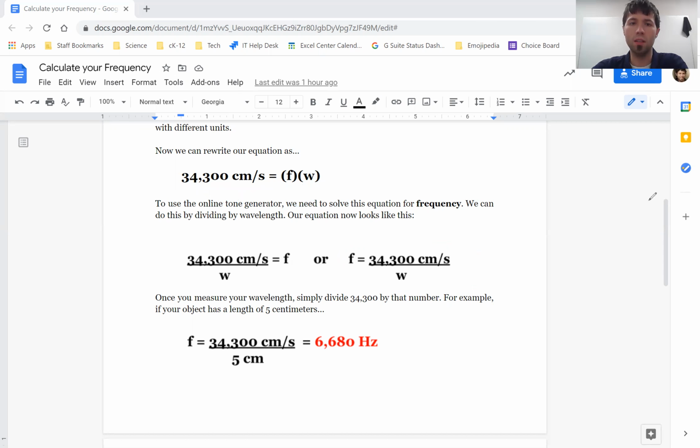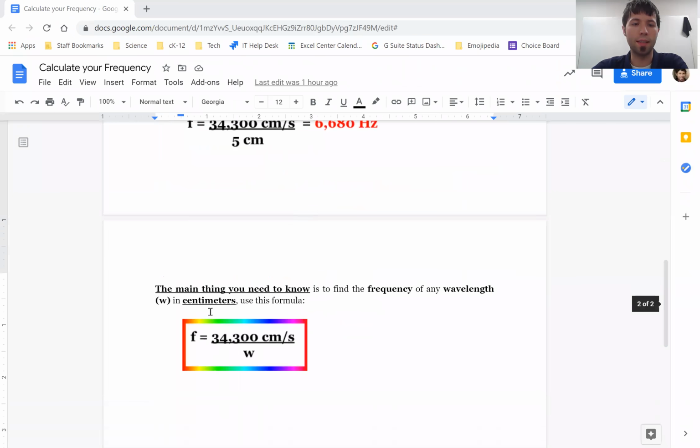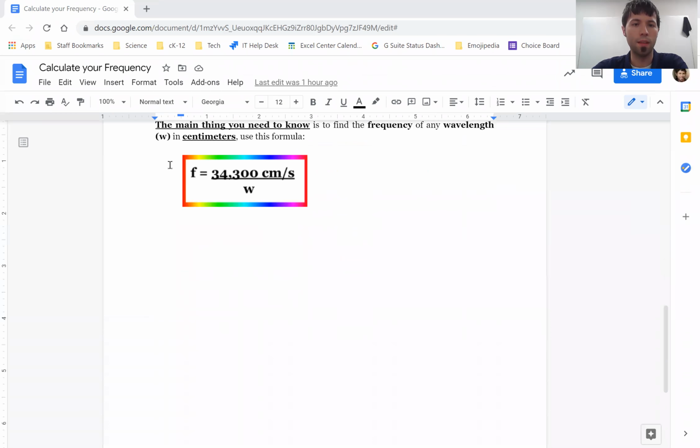What you really need to know is that this is your formula right here for today's lab. Frequency equals 34,300 centimeters per second divided by the wavelength, and you will be measuring the wavelength, or you'll be plugging in numbers for W for the wavelength here.